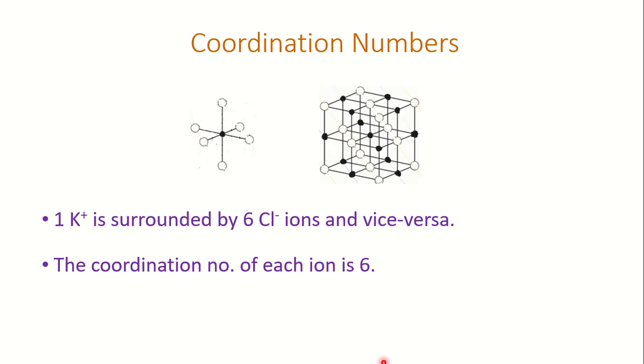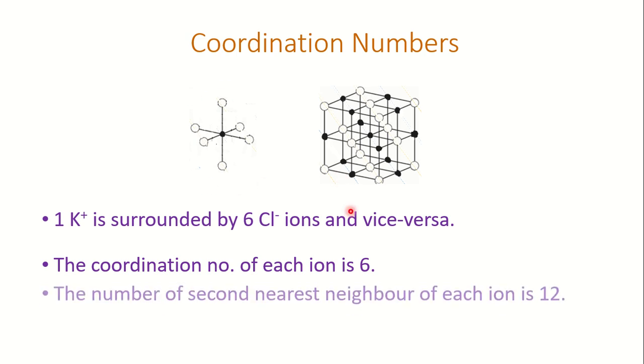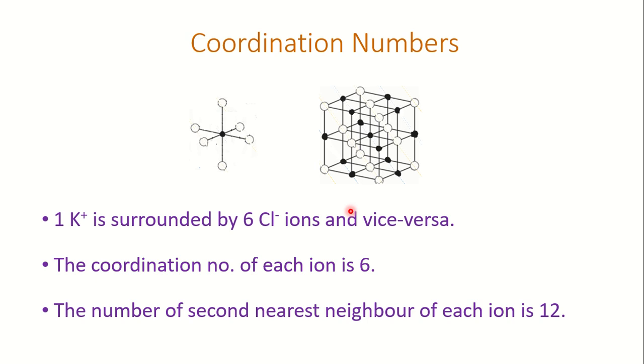Now around 1 potassium ion, in the second nearest neighbors, how many other potassium ions are there? Or around 1 chloride ion, how many other chloride ions are at the second nearest neighbors? Look at this picture. The number of second nearest neighbors of each ion is 12, and how it is 12, just have a look here. Just remove all the white balls. Only keep the black balls.